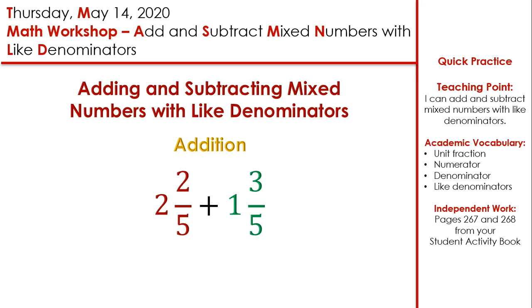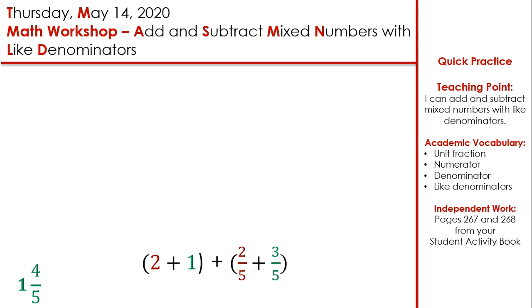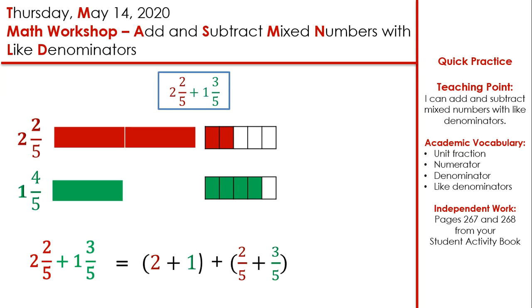Now this time you might find it a little bit more challenging, but if we follow the necessary steps, you will see that it comes real easy. All right, let's take a look. Right here we have this situation. We have 2 and 2/5 plus 1 and 3/5. If we make a visual representation of these two mixed numbers, we're going to have the following. Right here we have 2 wholes, and right here we have 2/5. On the second item we have 1 whole, and right here we have 3/5. Same denominators, that means like denominators.